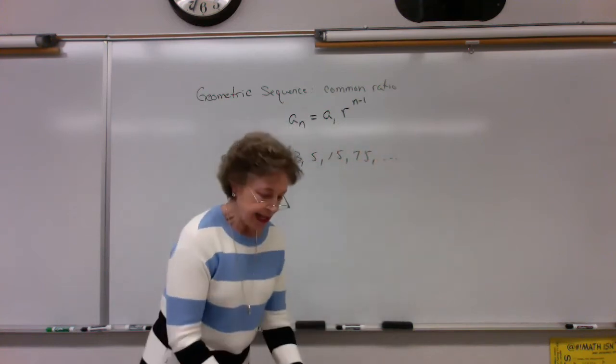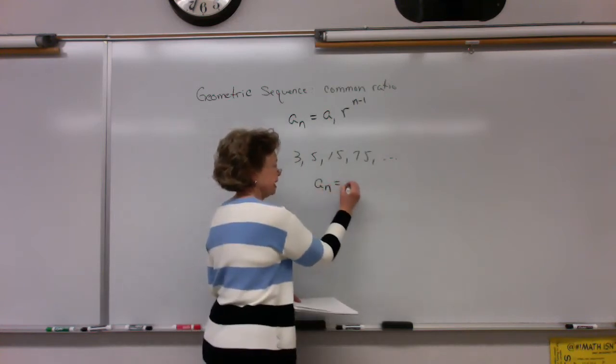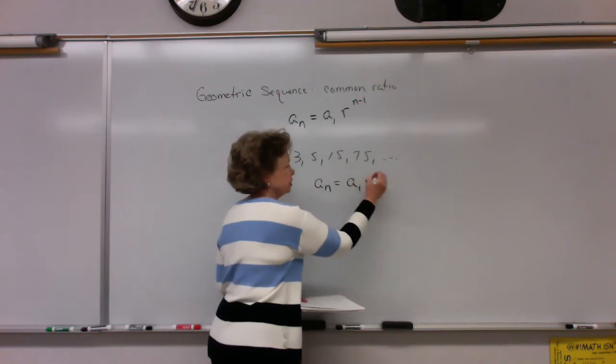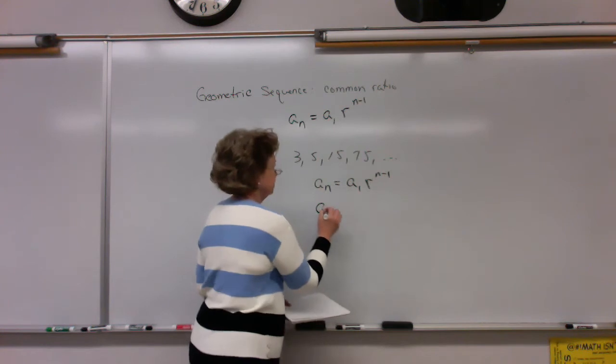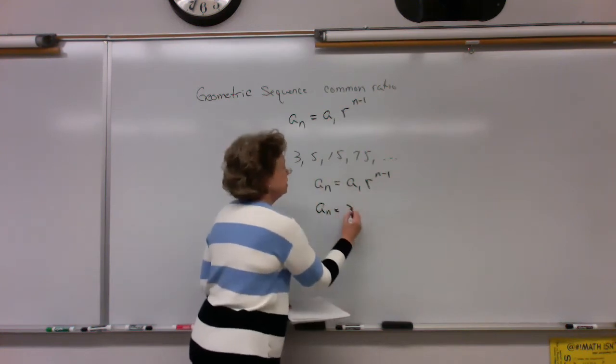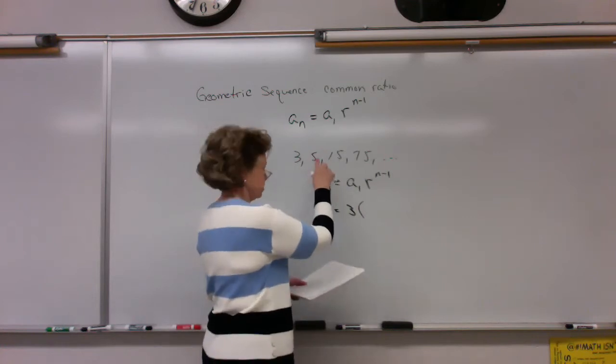Or just stick with me and we'll do it together. So common term a sub n is the first term times r to the n minus 1. We're looking for the nth term. The first term is 3. The common difference is 15 divided by 5 is 3.